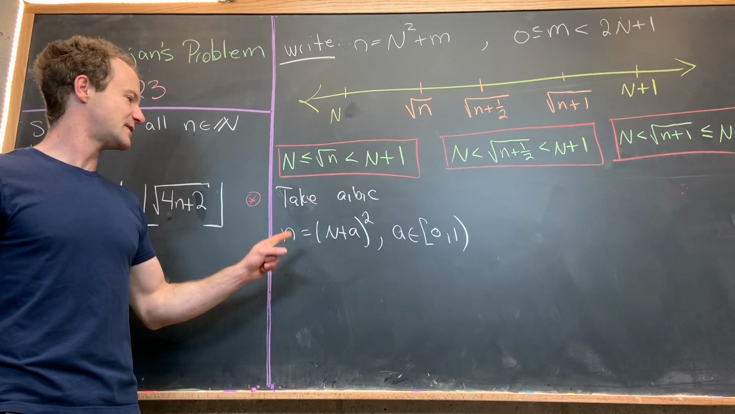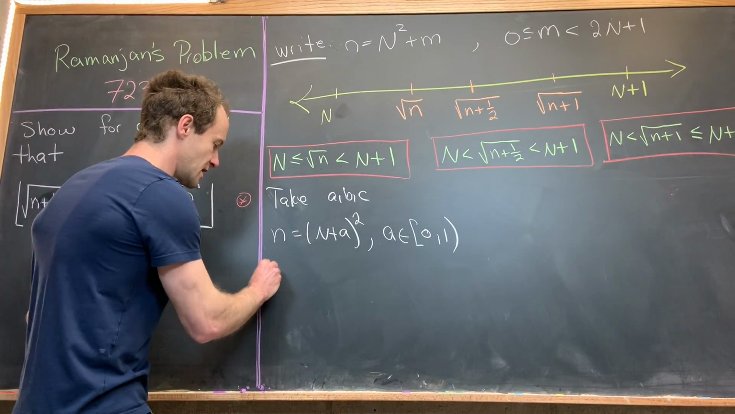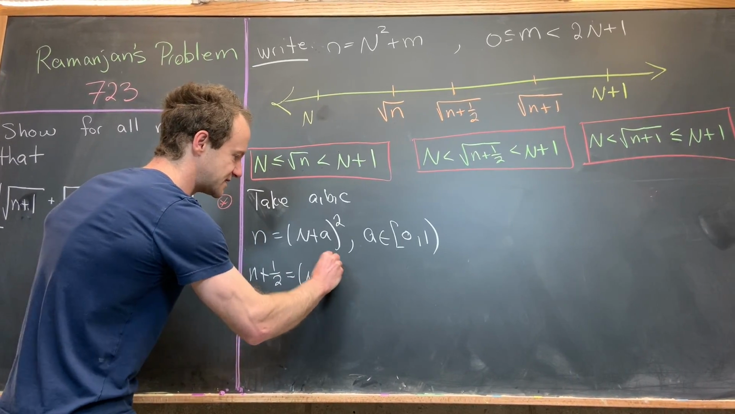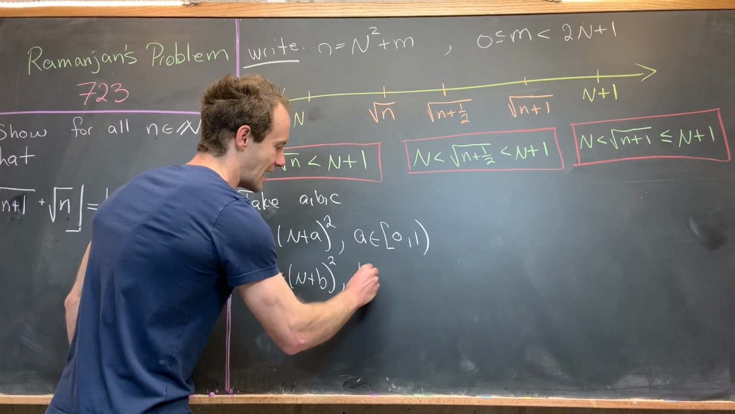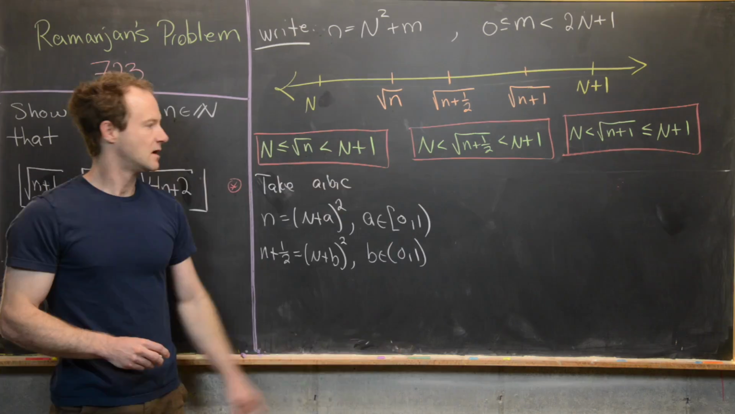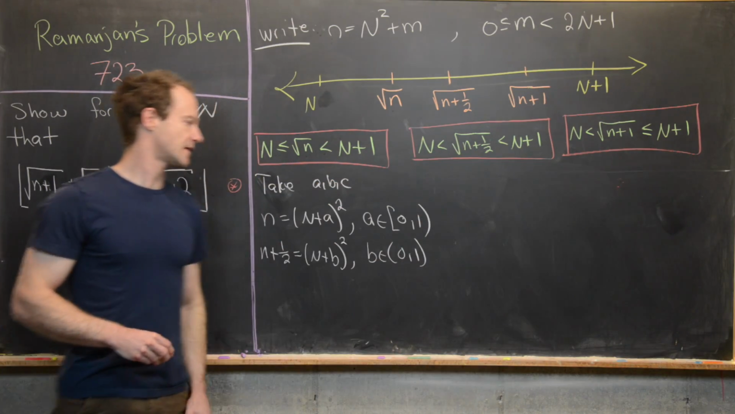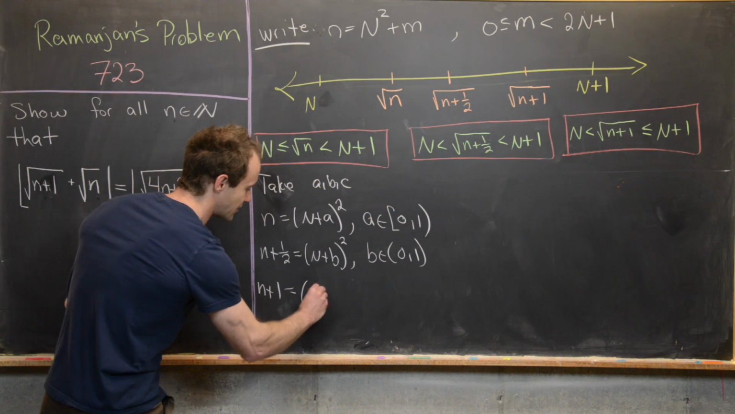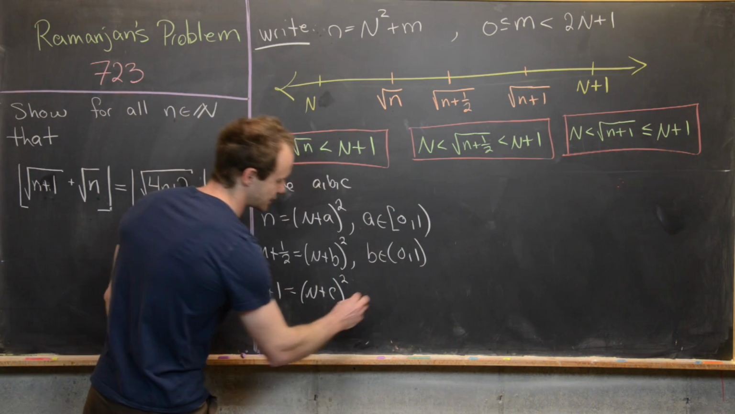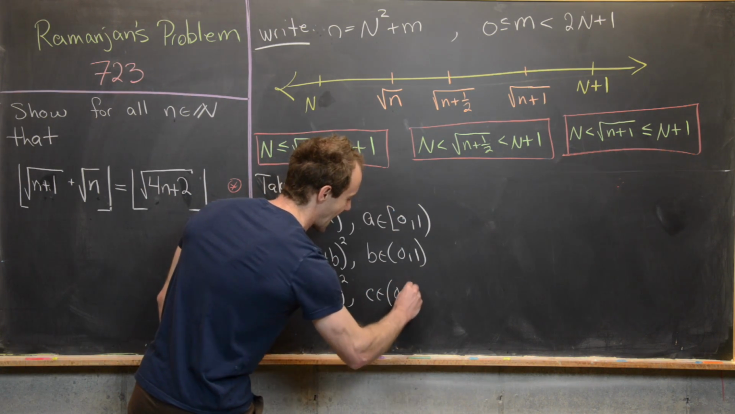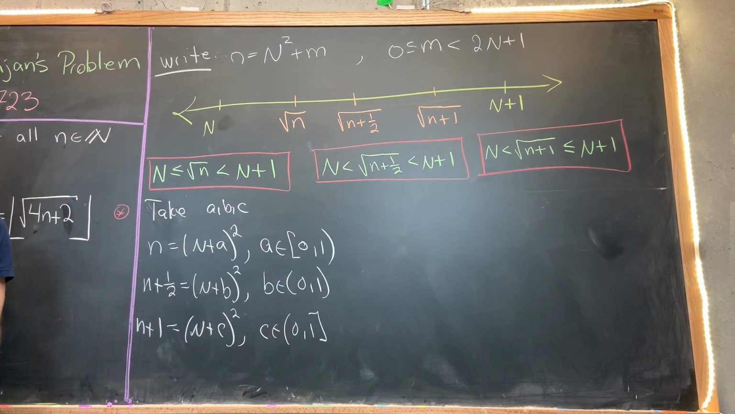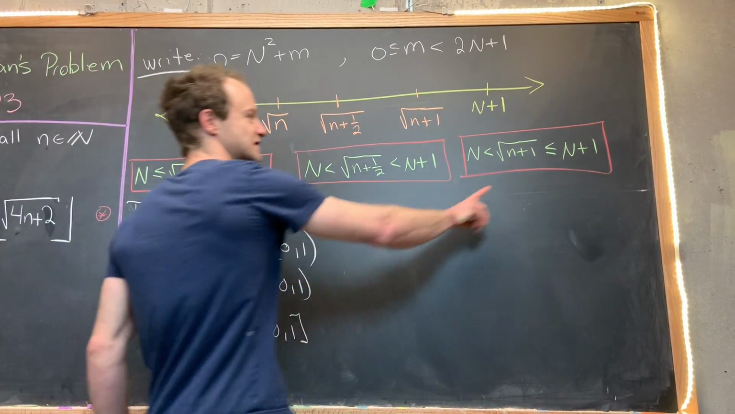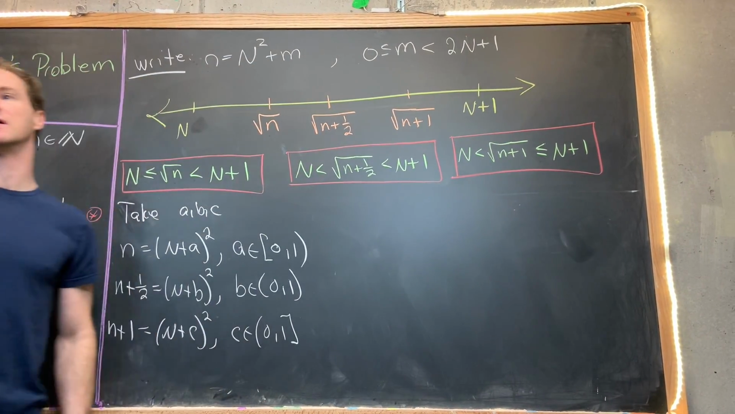And now we can do the same thing for n plus half and n plus 1. So notice that n plus half can be rewritten as capital N plus b quantity squared. And now b is in the open interval because I don't have any equality here. And then finally, n plus 1 can be written as capital N plus c quantity squared. And now c is also in a half open interval, but now we include the top part. And so notice if c is equal to 1, that corresponds to equality at the top end of this.